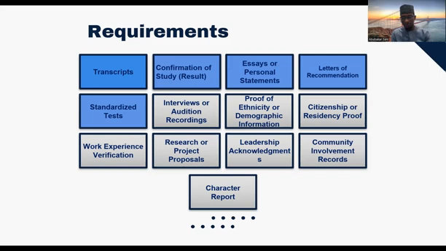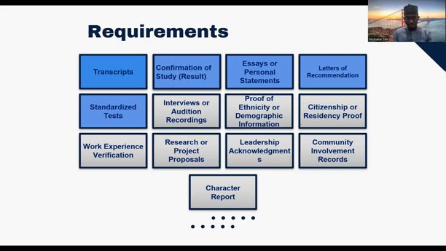Community involvement records. As I always mention this, you need to get yourself involved in the community. You need to find something that you can use to show as proof that you really help others in the community. You give of yourself, you sacrifice some of your time to be in service of others. Okay, so this is important.